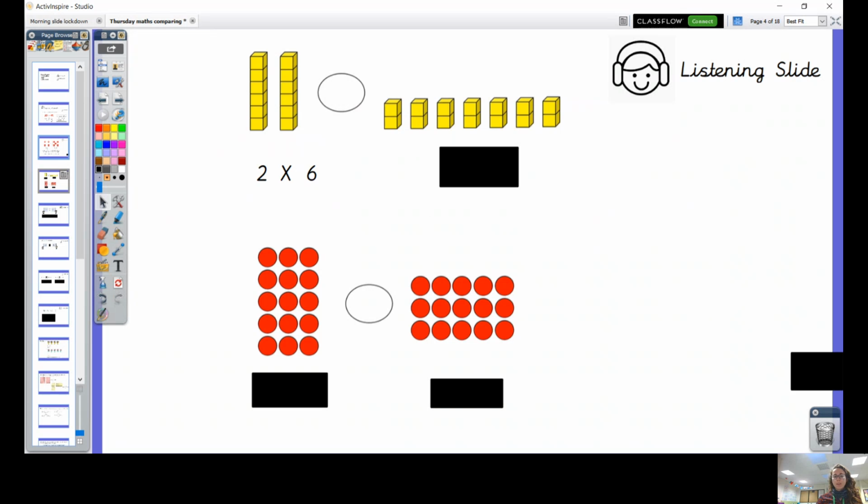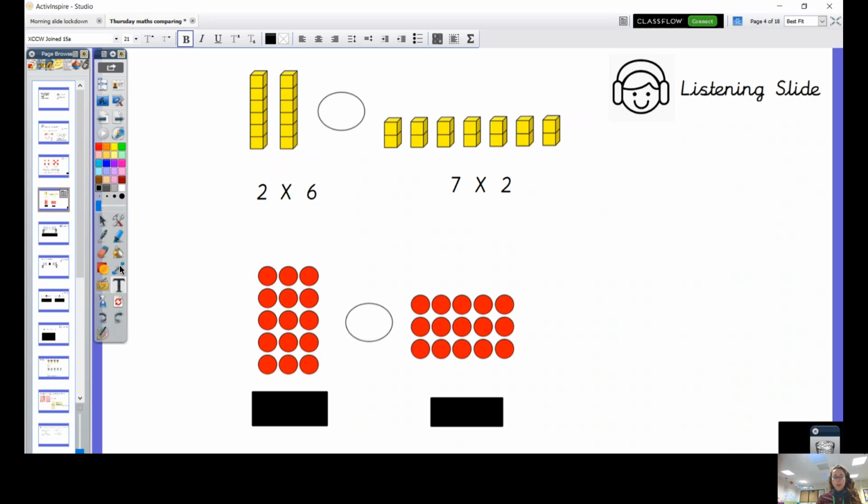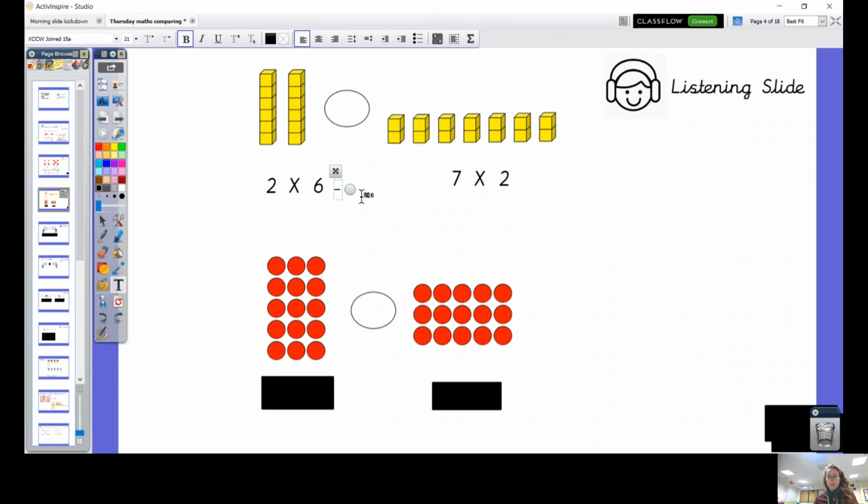Yeah, so on this side, we've got 2 groups of 6, 2 towers with 6 cubes in each tower. And on this side, we've got 7 groups of 2. We've got 7 towers with 2 in each tower. Now, in order to compare these 2 pictures, I need to find the answer. So, counting all my cubes in ones would take me a long time. I could count them in multiples, or it might be a fact that you already know.